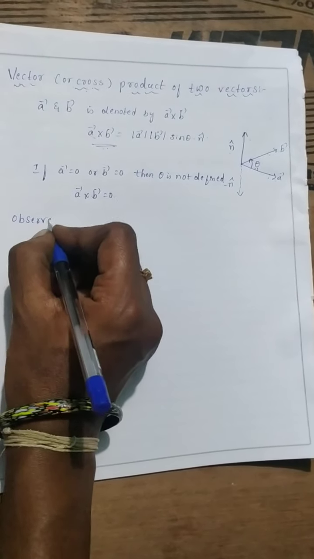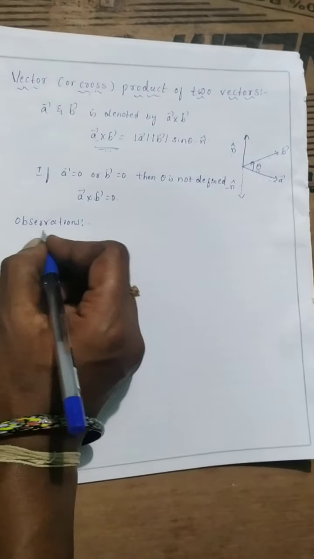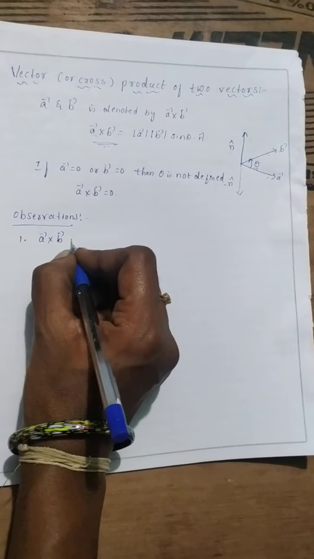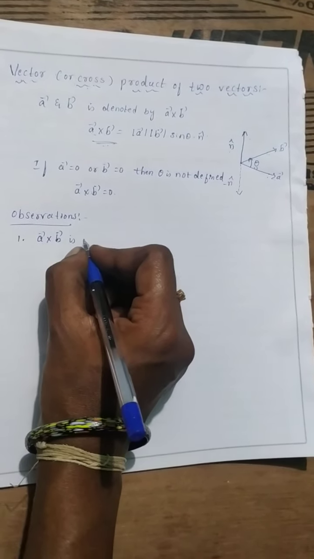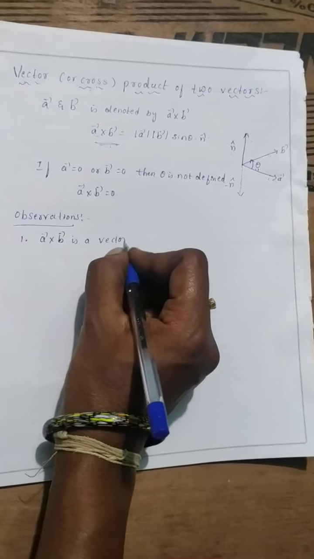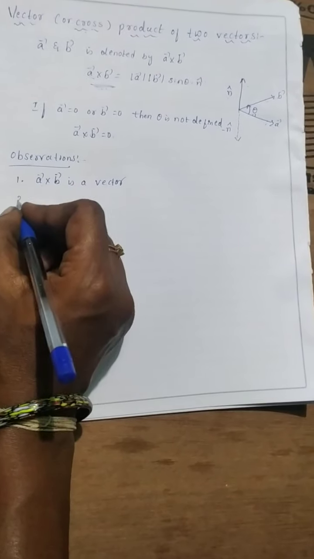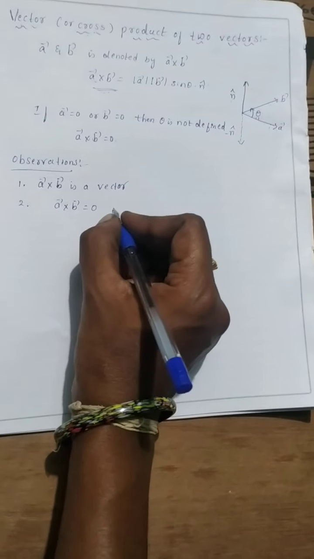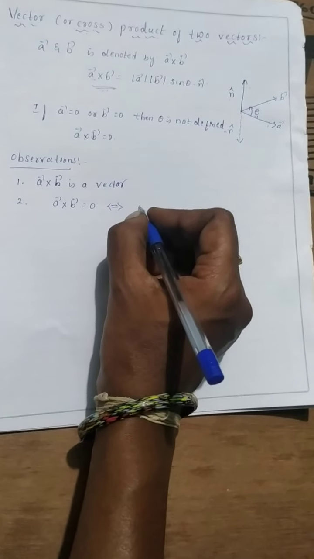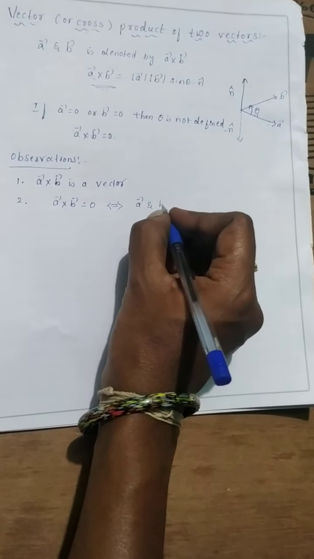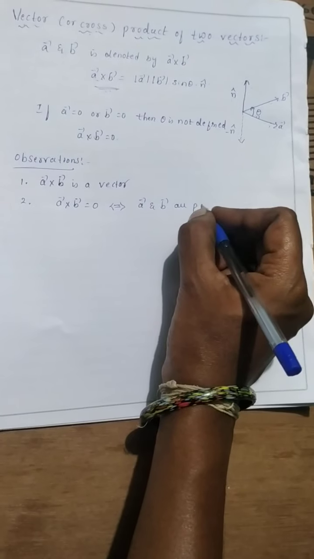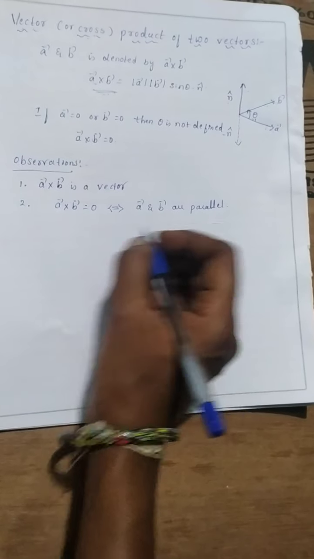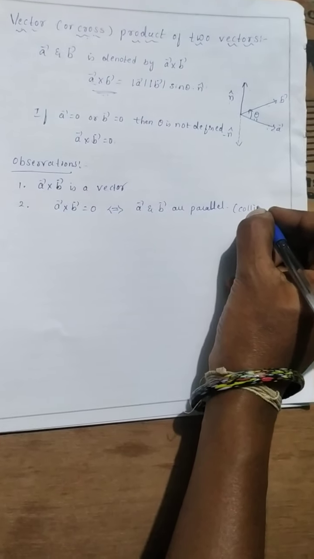Now with the help of this definition, we have some observations. The first one: the cross product of two vectors a cross b gives again a vector. The second: a cross b is 0 if and only if vector a and vector b are parallel to each other, or sometimes we call it collinear.